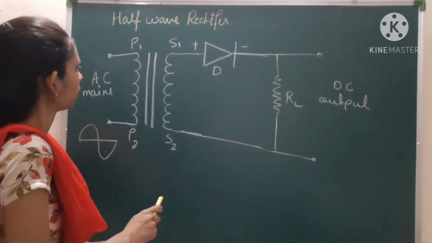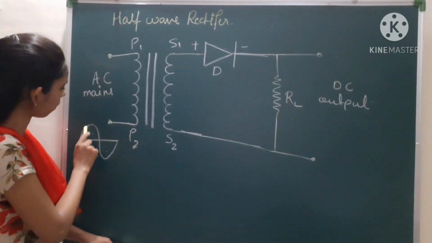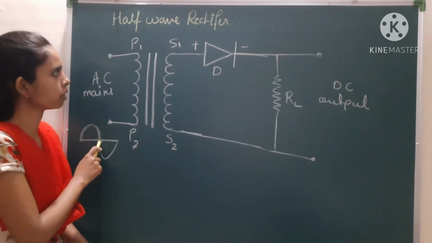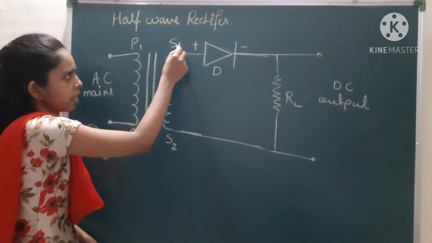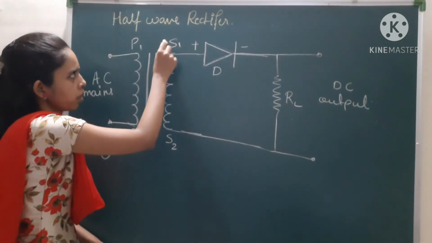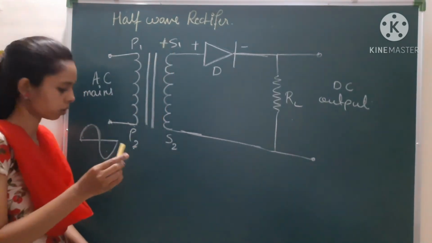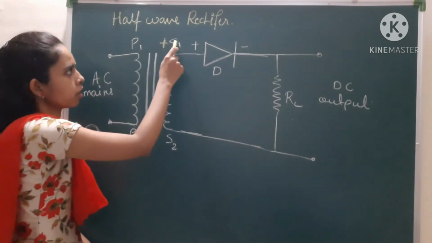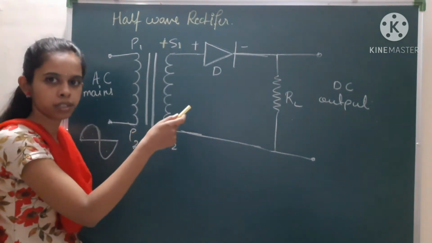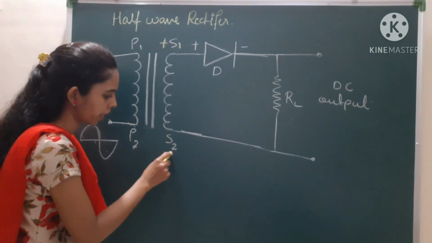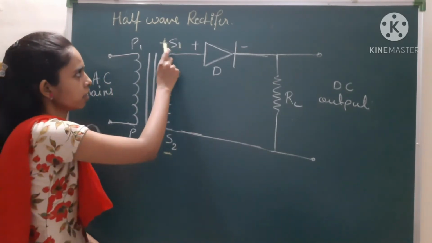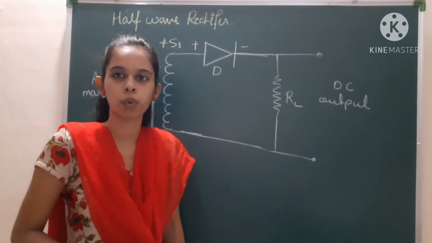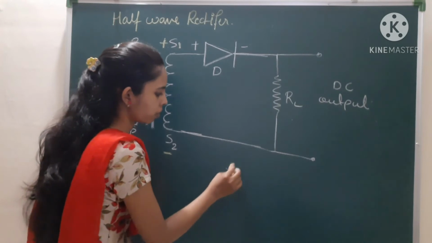Okay, now during this positive half cycle, what is happening? Here S1 will become positive. Just listen carefully to what I am telling. During the positive half cycle of the AC voltage, S1 will become positive and S2 will become negative. Okay, and after this, we have studied that the PN junction diode works in two types of modes, that is forward bias and reverse bias.